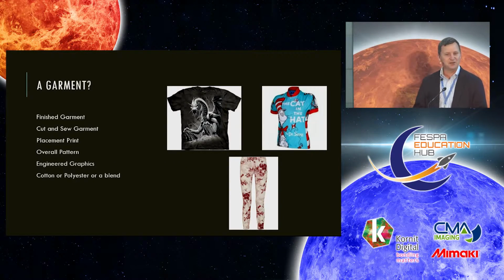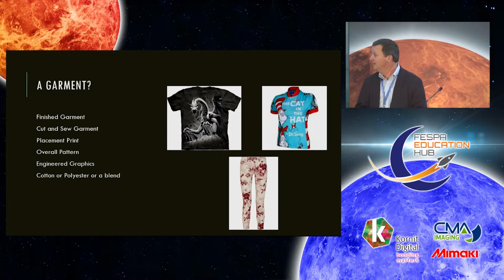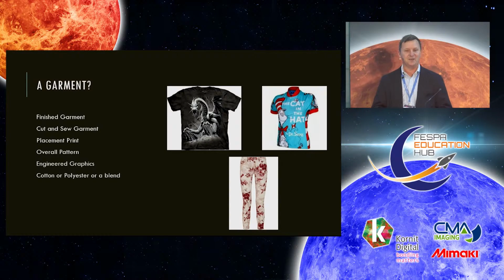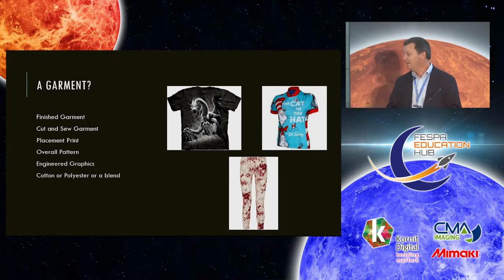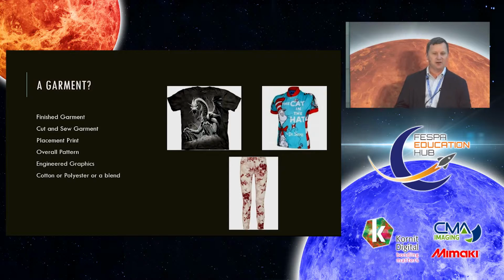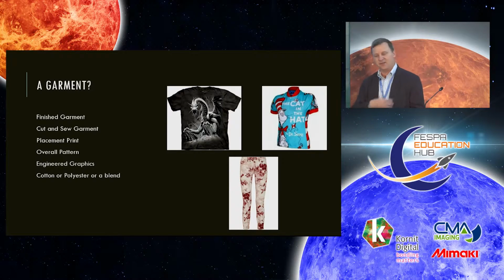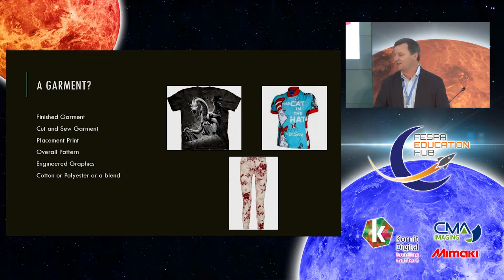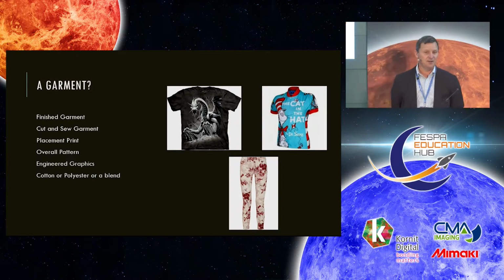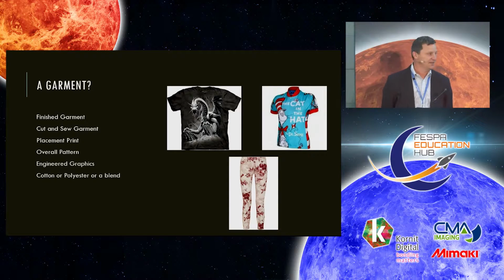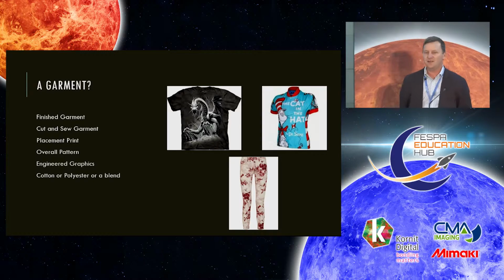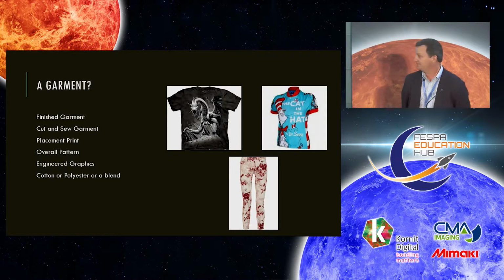So the first question is, are you trying to print a garment, a finished garment? Is it a garment that's going to be cut and sewn? Are you going to have placement print on it? Or an overall pattern, or are you going to engineer the garment for the graphics to end up in certain spots on the garment? And also the question you always ask with a digital textile print provider is, what type of fiber are you going to print?